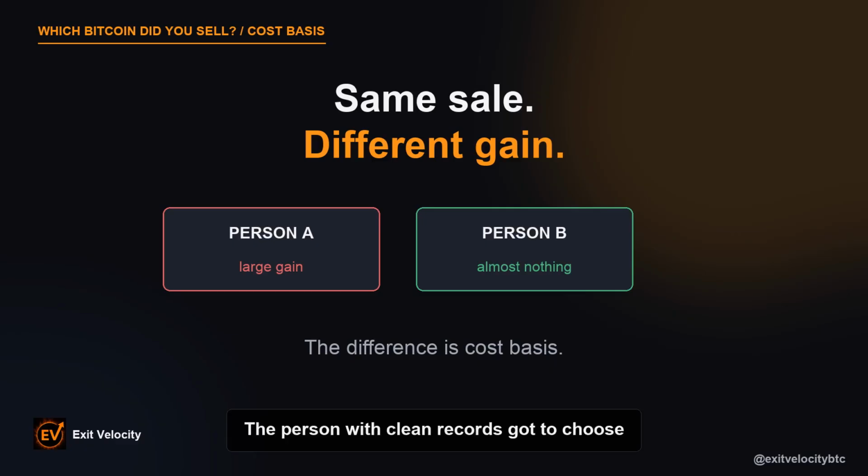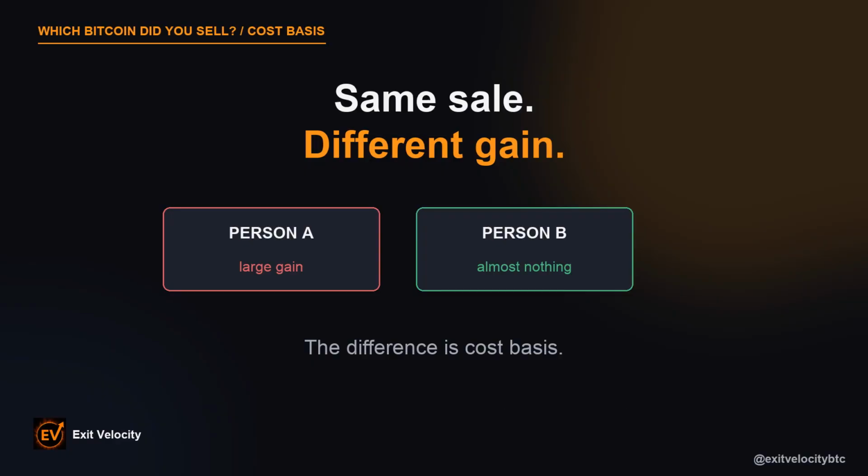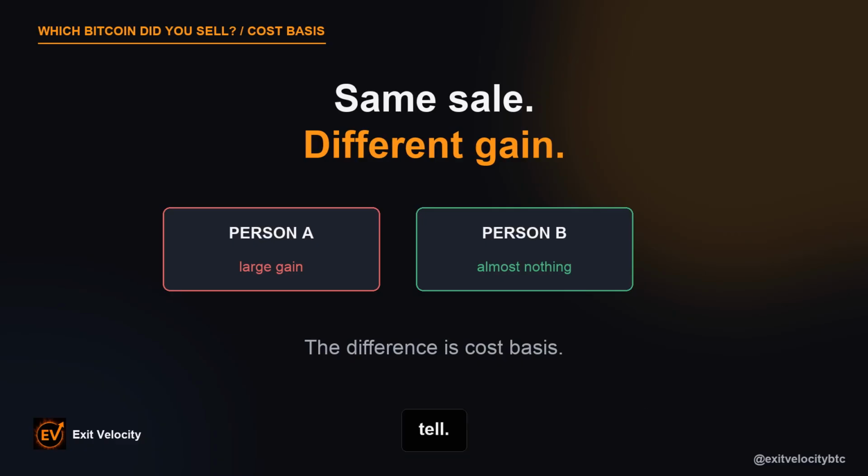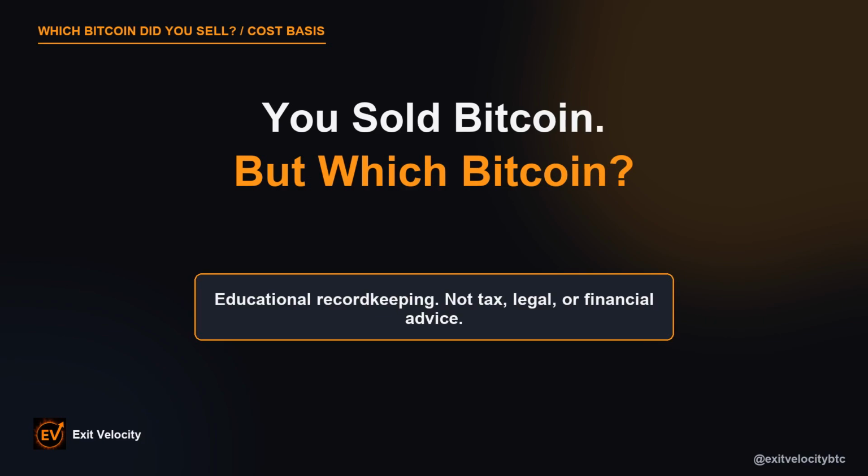The person with clean records got to choose the coins that gave them the smaller gain. The person without records did not get to choose at all. A default rule chose for them, and it usually chose the worst answer. That is the entire episode in one sentence. When you can't prove which Bitcoin you sold, you lose control of the story your taxes tell.